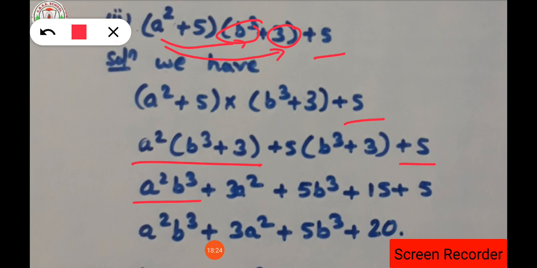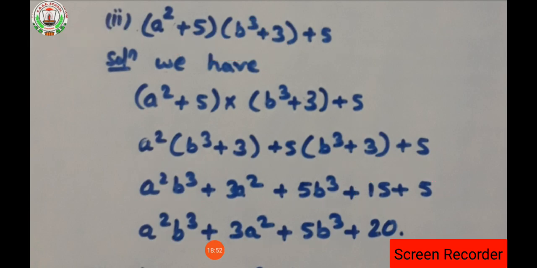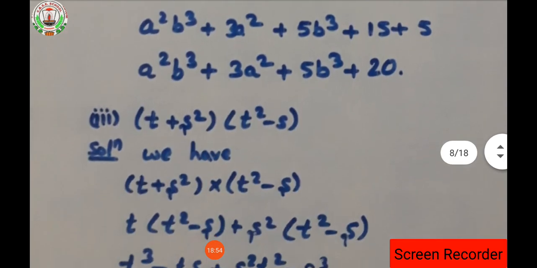When a square is multiplied with 3, it will become plus 3a square. 5 will multiply with b cube, it will become 5b cube. Then 5 into 3 will be plus 15. Now plus 15 and plus 5 is a constant term, so plus and plus will be plus, so plus 20 will come. So a square b cube plus 3a square plus 3b cube plus 20, where these terms are unlike terms, so they will stay in the answer. No mathematical operation should be done over this.